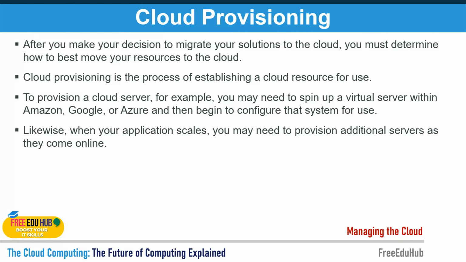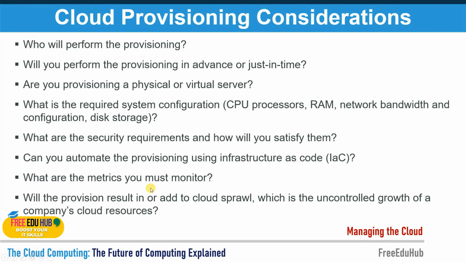Now, we covered platform as a service, in which their platforms are used in order to develop certain applications. So if your application best suits Google or Amazon, you'll use that cloud service provider because you can easily build the application and deploy it in the cloud, which would be available to the public. Likewise, when your application scales, you may need to provision additional servers. They come online. So what's the possibility of increasing and using the services if you are in need of it?